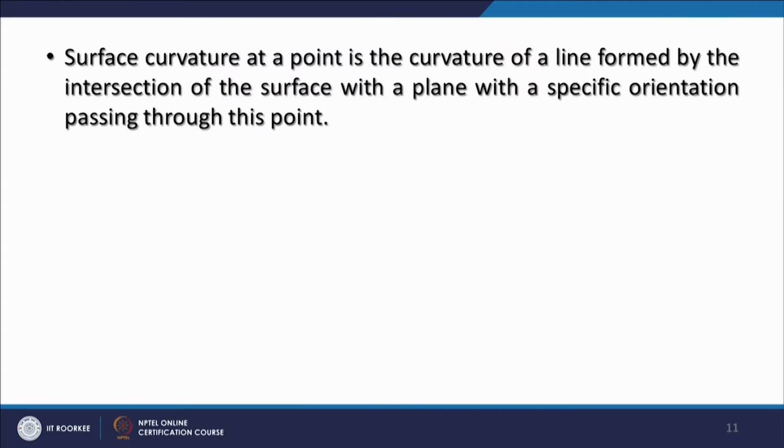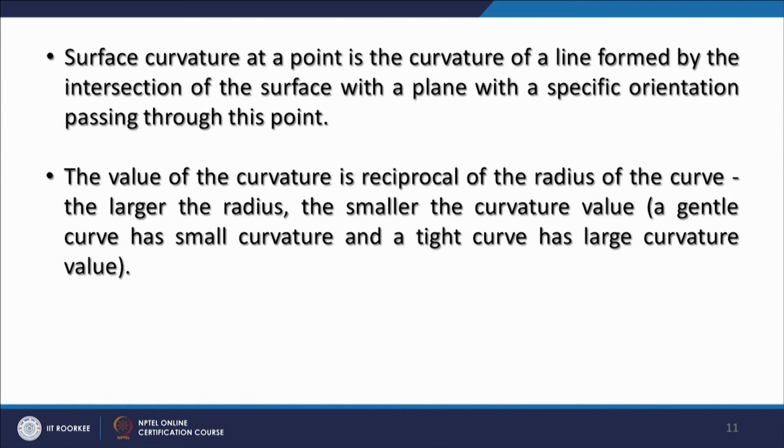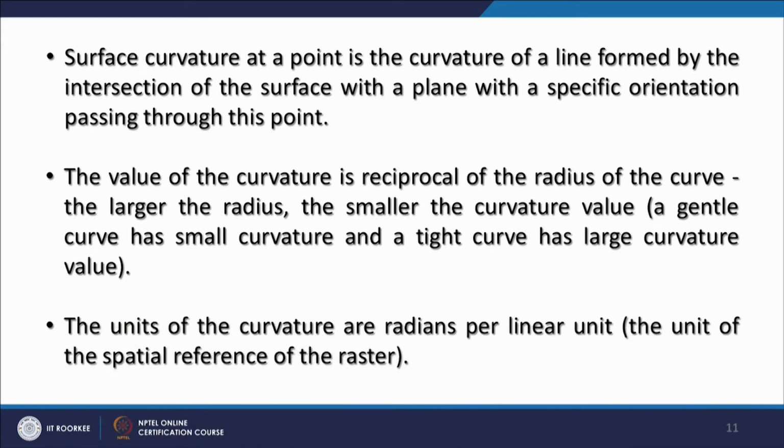Surface curvature at a point is the curvature of a line formed by the intersection of the surface with a plane of a specific orientation passing through this point. The value of curvature is the reciprocal of the radius of the curve. The larger the radius, the smaller the curvature value. A gentle curve has a small curvature and a tight curve has a large curvature value, and this we will see also through diagrams. The units of curvature are radians per linear unit, that is, the unit of the spatial reference of the raster or our digital elevation model.